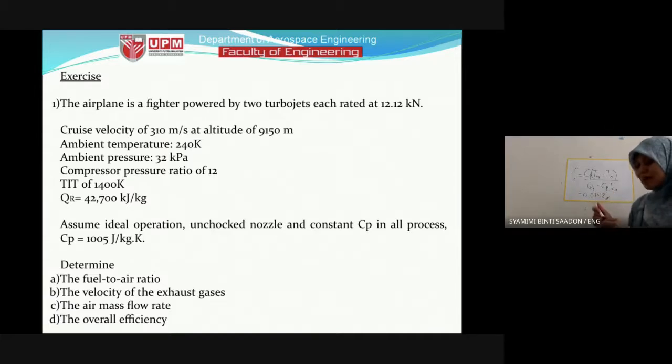Remember I said the mass flow rate of the fuel is actually very small compared to the mass flow rate of the air. From the fuel to air ratio, the ratio is only 0.019, which is quite small, but we still calculate it and use it. We cannot neglect it. So 0.0198 is the answer we have achieved.